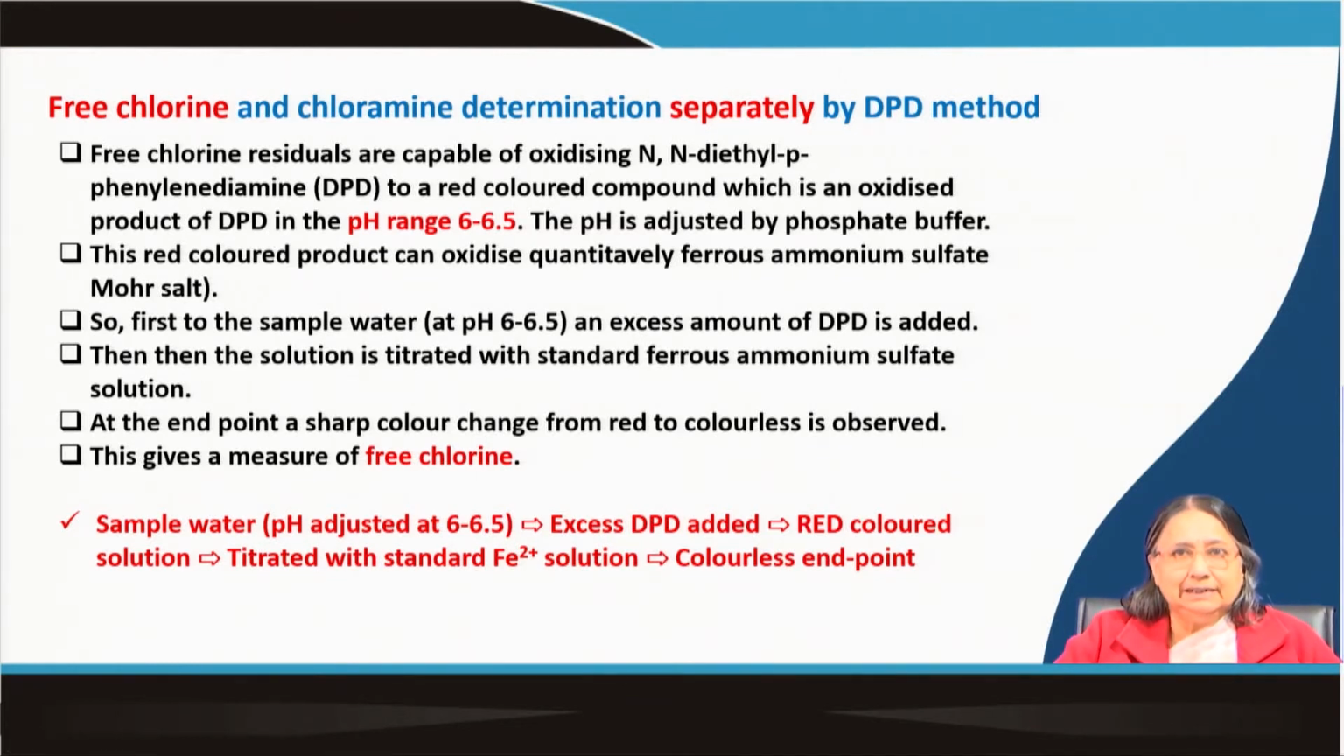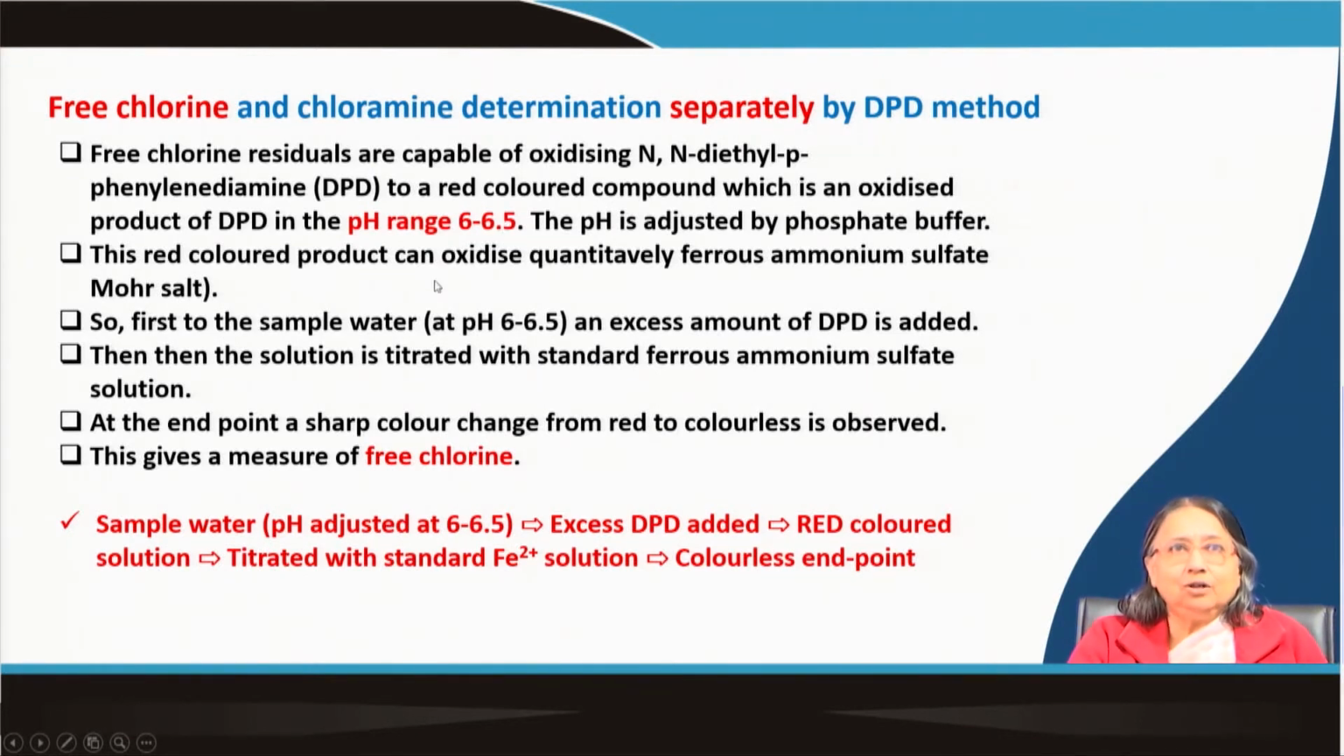So, DPD is a reagent which can be oxidized by chlorine to give a red color. Okay, clear? Now, the pH range should be 6 to 6.5. The pH is adjusted by phosphate buffer. You know buffer, I explained in my first module. So, pH is maintained by using this.